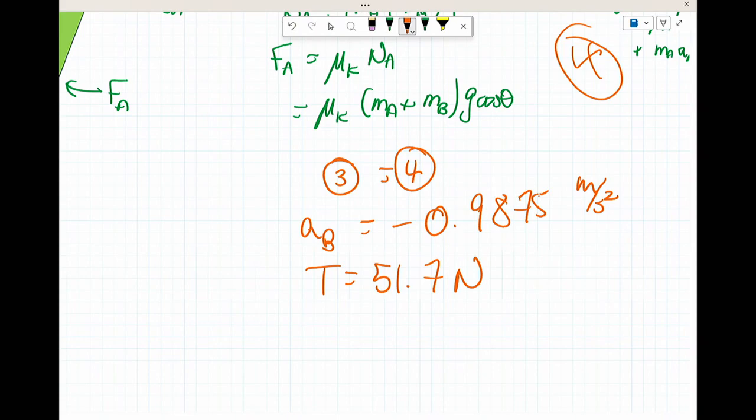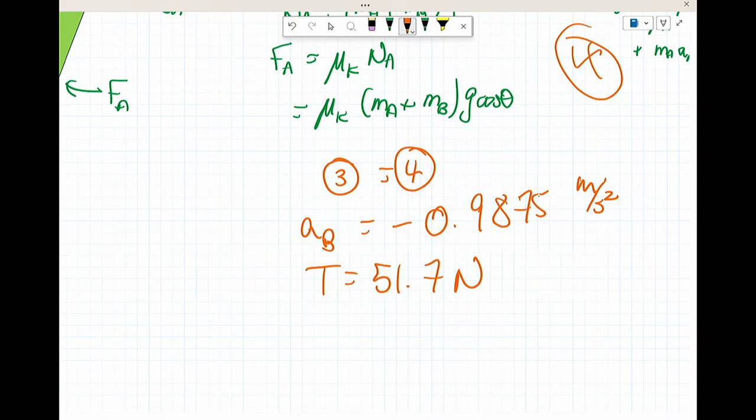And I've kind of carried it out. If I wanted to write it at two significant figures, if I was worried about it, I'd write it as 0.99. Generally, that should be fine. Acceleration of B, tension in the cord, everything is calculated once you have the free body diagram. The hard part is drawing the free body diagram.